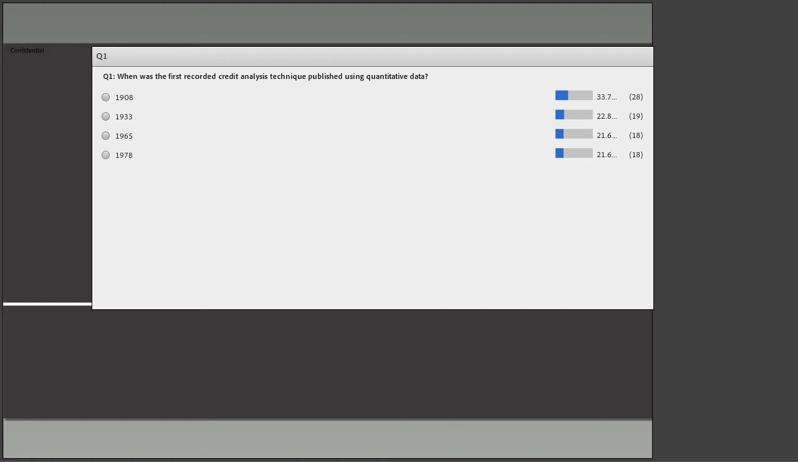Okay, so it's pretty evenly split, although there is a bias towards the 1908 answer. And in fact, that's correct. 1908 is the first example. The first academic study we will look at in a moment is 1966, but the first recorded example was 1908. And we're going to take a look at that now.